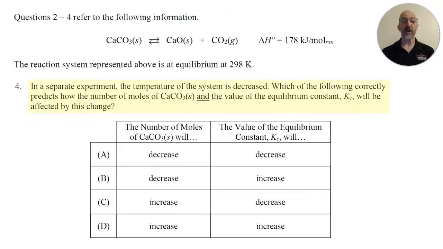In a separate experiment, the temperature of the system is decreased. Which of the following correctly predicts how the number of moles of solid calcium carbonate, which is the reactant, and how the value of the equilibrium constant K will be affected by this change?